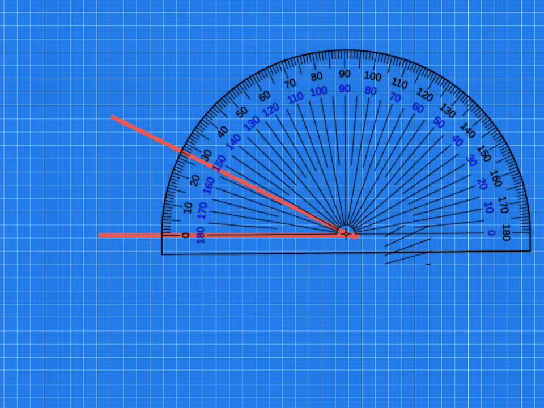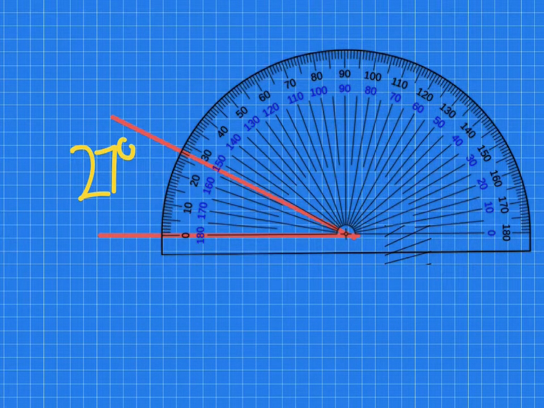Once I've done that and I've made sure that everything is lined up, all I have to do then is start measuring from 0. So start here at 0 because no angles can start from 180. So I'm going to start at 0, working my way up to 10, 20, 1, 2, 3, 4, 5, 6, 7, and I know that my angle is going to be 27 degrees.